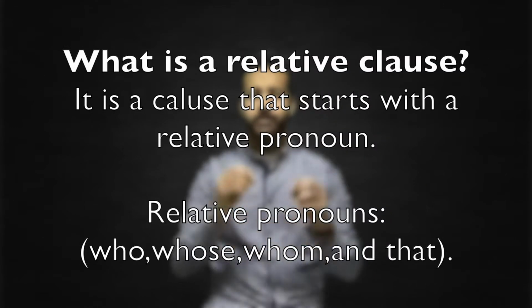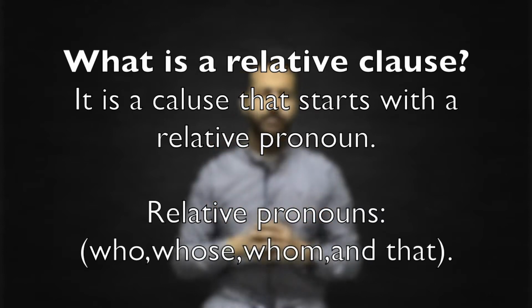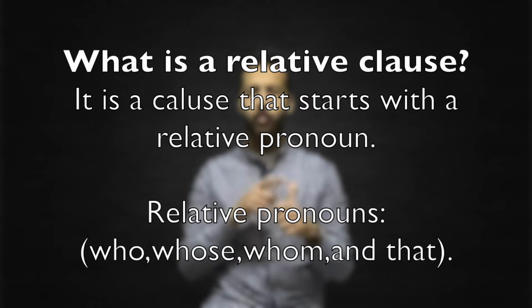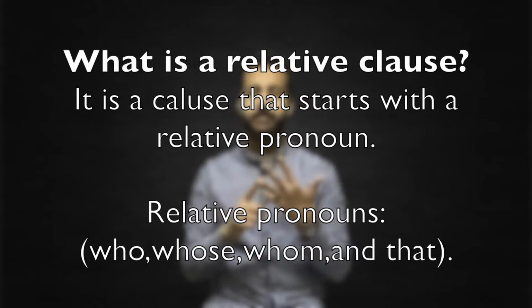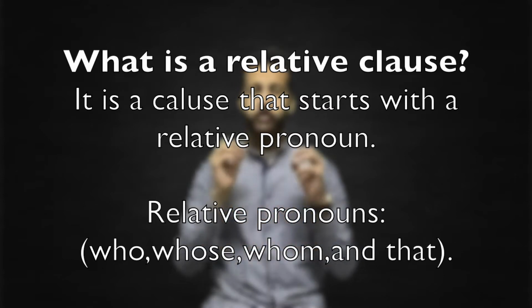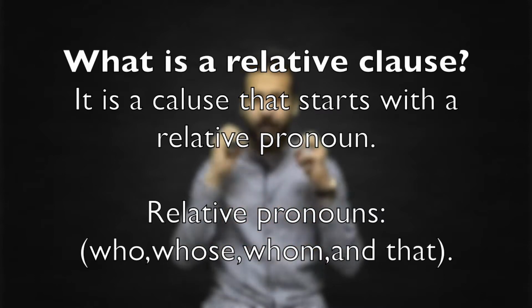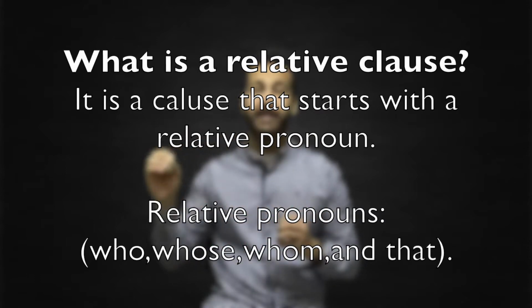So, what is meant by a relative clause? A relative clause is a clause that starts with a relative pronoun. One might ask me, what is a relative pronoun? Who, whom, whose, and that. These are the relative pronouns. So whenever a phrase starts with a relative pronoun, it is called a relative clause.